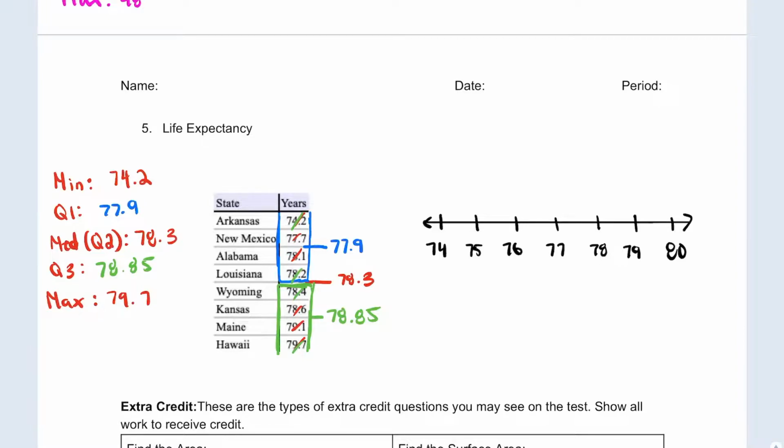So my minimum is at 74.2, so that's going to be in between 74 and 75, a little closer to 74. 77.9 is my quartile 1. That's going to be in between 77 and 78, a little closer to 78. 78.3 is my median, a little closer to 78 there. 78.85 is quartile 3, so that's going to be a little closer to 79. And then 79.7 is my maximum.